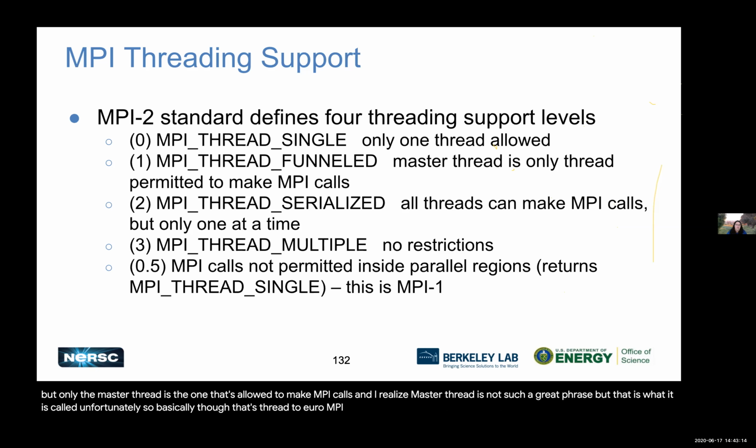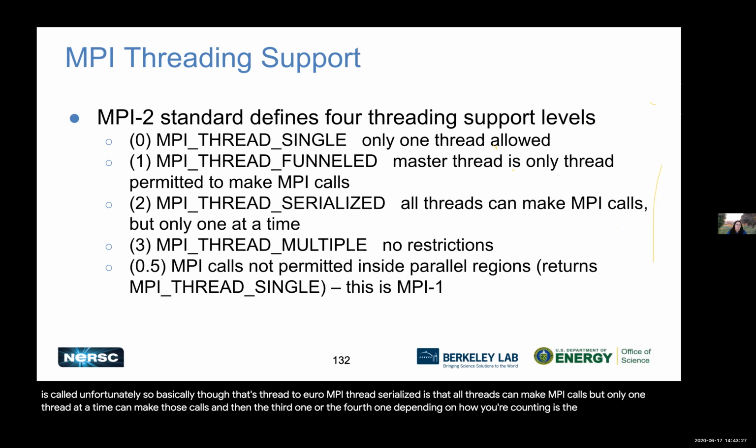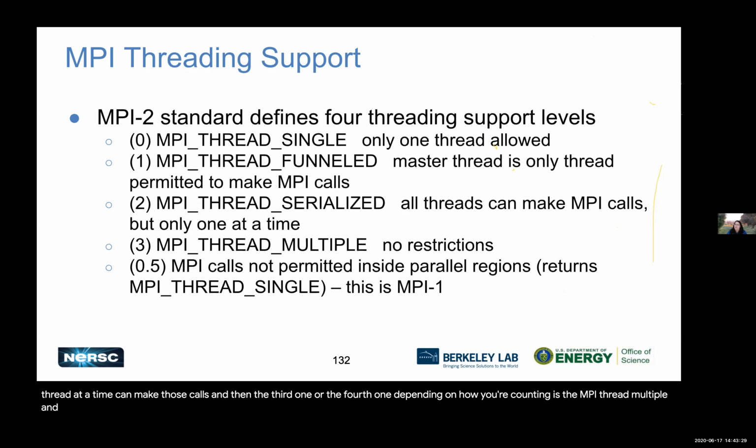MPI thread serialized is that all threads can make MPI calls, but only one thread at a time can make those calls. And then the fourth one, depending on how you're counting, is MPI thread multiple, and that's just no restrictions. Any thread can do any kind of MPI call at any time. That is the thread-safe version of MPI.